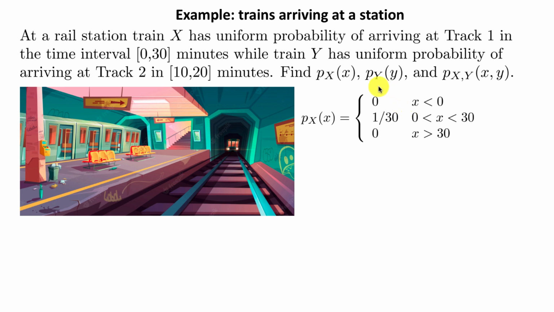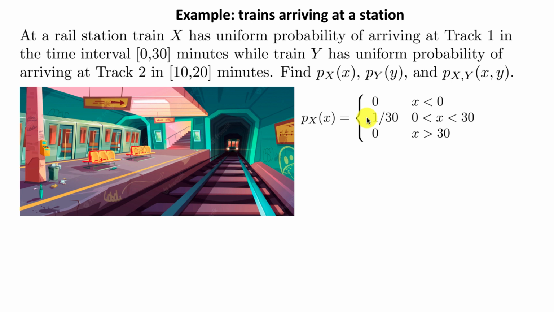So, for times before 0, there is no chance of the train arriving. There is no chance of the train arriving for times greater than 30 minutes, but between 0 and 30, there is equal probability. How much is that probability? Well, we know that the integral of the probability has to be 1, so the integral of 1 over 30 from 0 to 30 is obviously equal to 1. And so this normalization constant has been adjusted to the value 1 over 30.